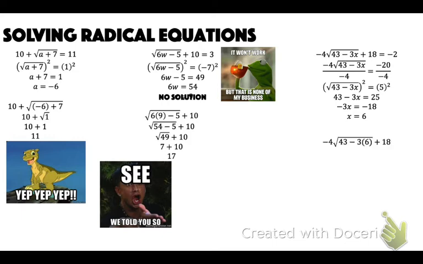Plug it in. Negative 4 times the square root of 43 minus 3 times 6, plus 18, which is negative 4 times the square root of 43 minus 18, plus 18. Well, 43 minus 18, that's 25. So negative 4 times the square root of 25 plus 18, which is negative 4 times 5, which is negative 20 plus 18, which is negative 2.